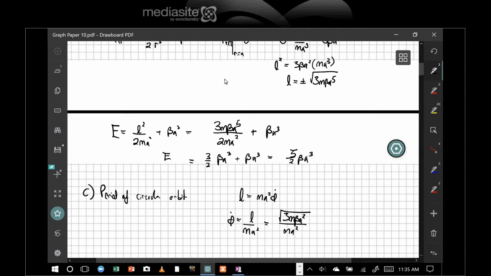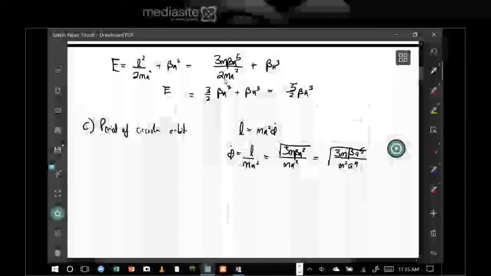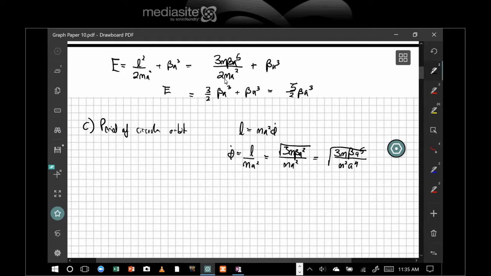I can bring this in. The rest is just simple algebra. Not even algebra, it's just squared, A fourth. Simplifying things out, put that all under the square root sign. And then if I simplify things, I get phi dot is equal to the square root of 3 beta. Masses cancel out. No, they don't cancel out. There's a mass in the denominator. Sorry about that.